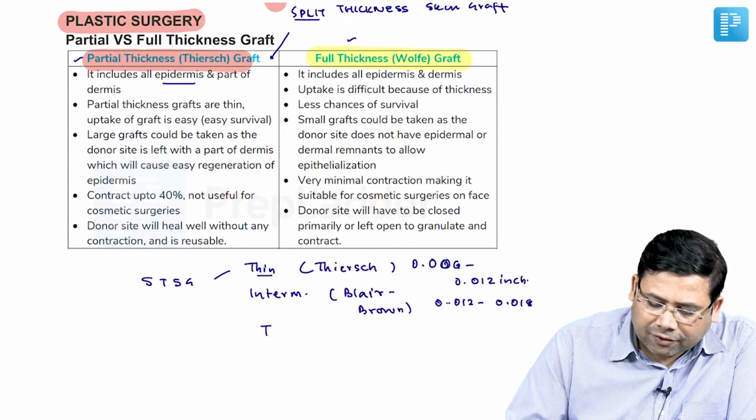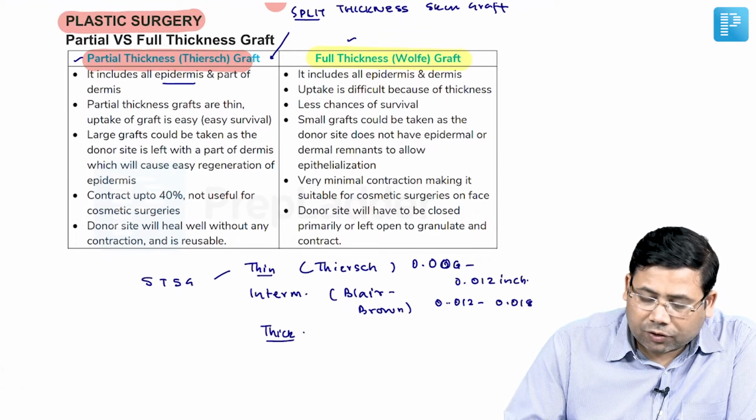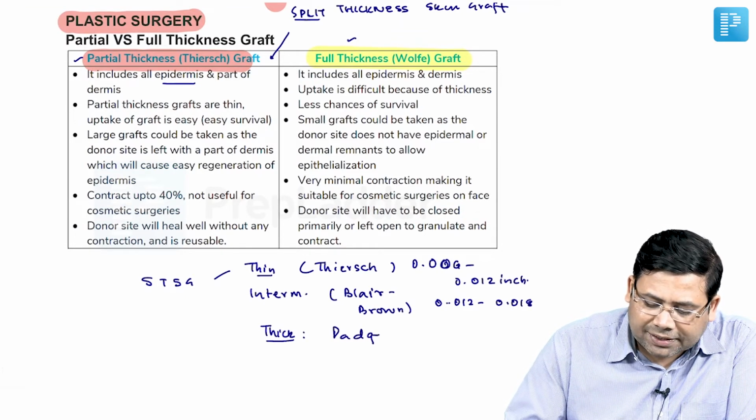And then we have a thick variety of split thickness skin grafts. And what is that known as? That is known as a Paget's graft. And that is 0.018 to 0.024 inches.